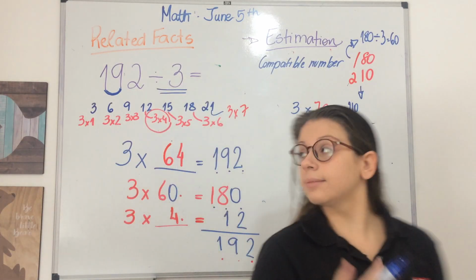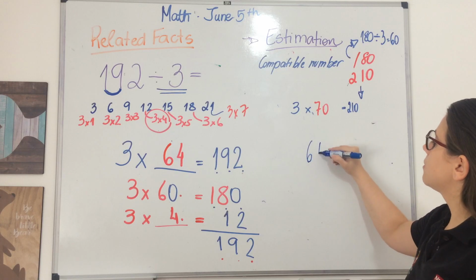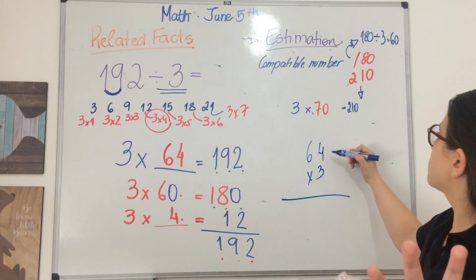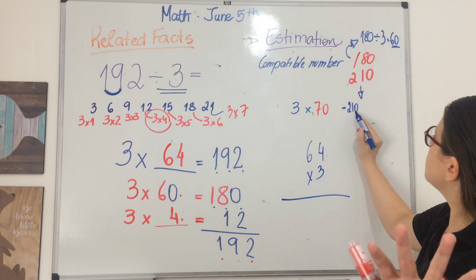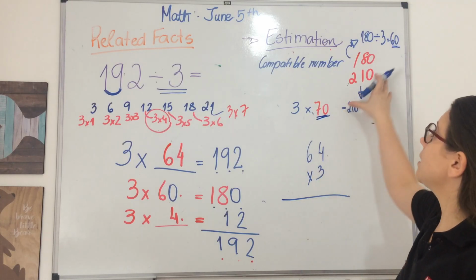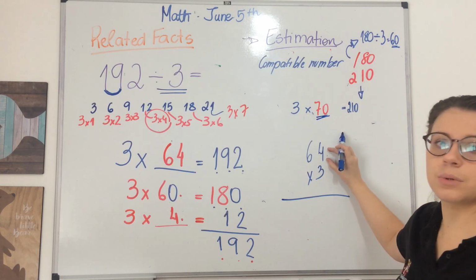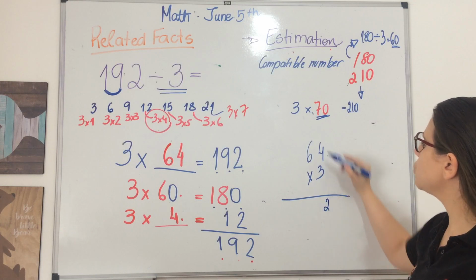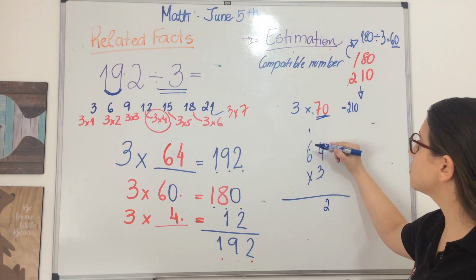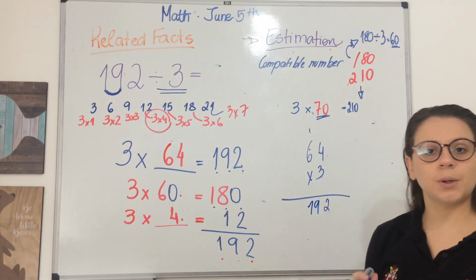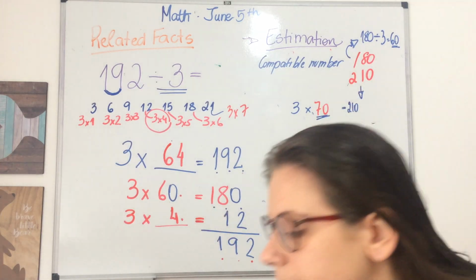Do you want to check? Let's check. 64 times 3. First way to check, 64 is between 60 and 70. So as I estimated, I know that my result is reasonable. 3 times 4, 12. 3 times 6, 18. Plus 1, 19. Okay, let's do one more.